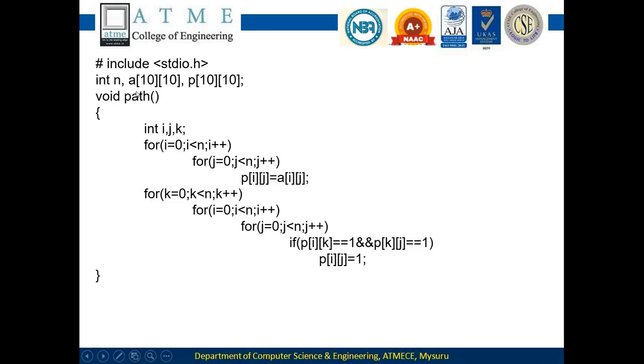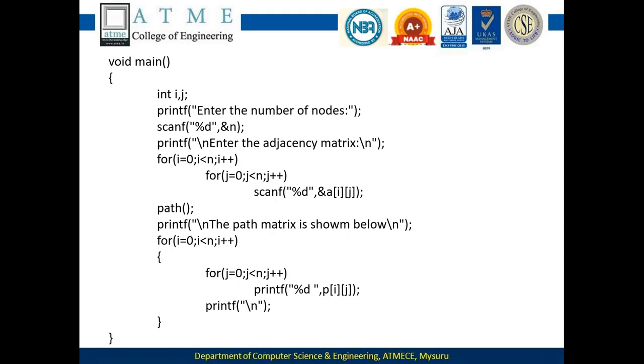Then we are defining a user function, path. First we'll see the main function and then come and look into the implementation of the path function. In the void main, we are declaring two local variables I and j for iteration purposes, and we are asking the user using the printf function to enter the number of nodes, which we will store in n, and then enter the adjacency matrix.